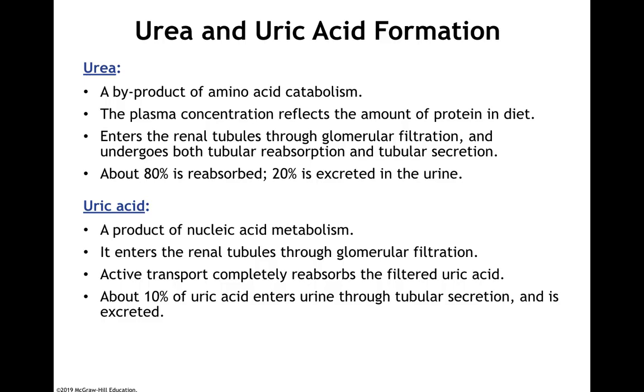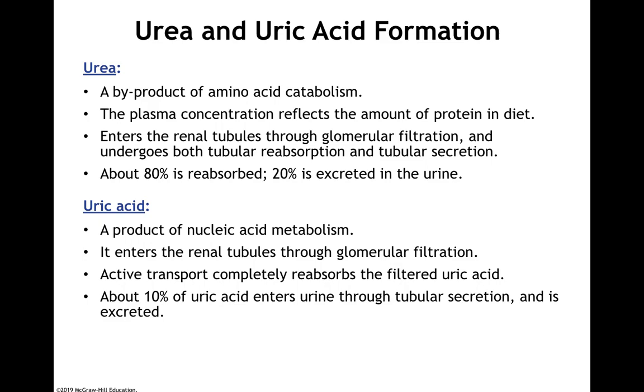So urea is a byproduct of amino acid catabolism. The plasma concentration reflects the amount of protein in a diet. It gets into the renal tubules through glomerular filtration, undergoes tubular reabsorption and then tubular secretion. About 80% of it is reabsorbed and about 20% is excreted in urine.